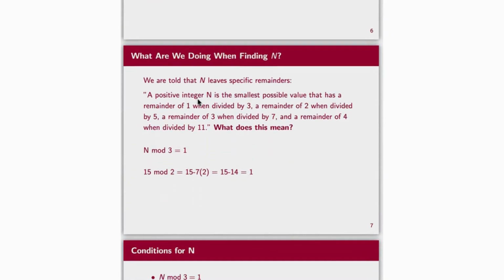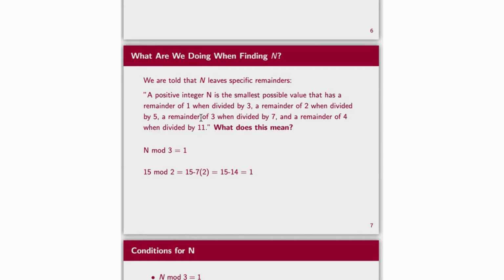So, again, we are told that n leaves specific remainders. You could see it in terms of mod. And what is mod, you may be wondering? Well, mod has to do with remainders. So n mod 3 leaves a remainder of 1. An example being 15 mod 2 is equal to 15 minus 7 times 2, which is 15 minus 14, which is 1, because we can fit 7 2's in there. Therefore, it's finding the remainder of 15 divided by 2.